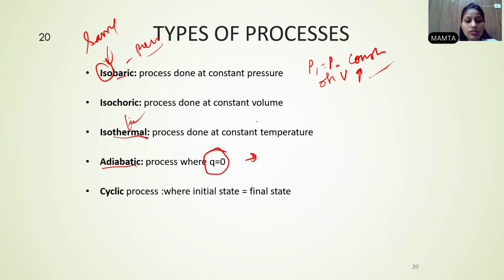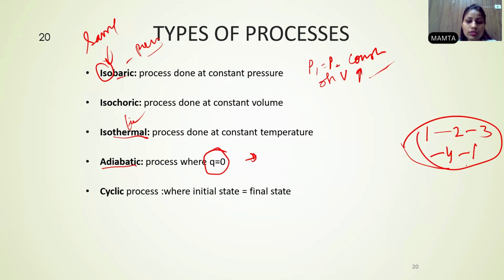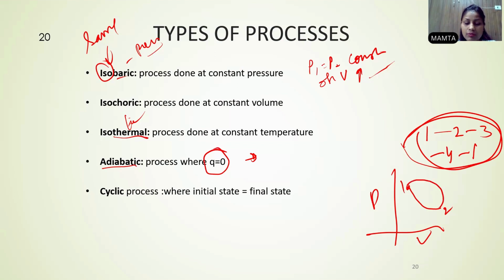Next, we have the cyclic process. A cyclic process is a thermodynamic process in which the system undergoes a series of state changes. It changes from state one to two, then three, then four, then comes back to the original position one, so it is called a cyclic process. The initial state of the system should be identical to the final state, so it results in a closed loop. For example, pressure and volume cover one path to a second path, then come back to the original position. This is called a cyclic process.